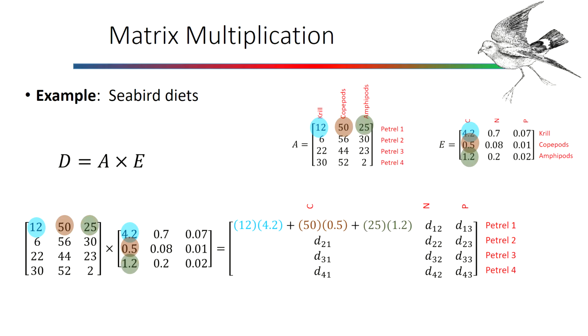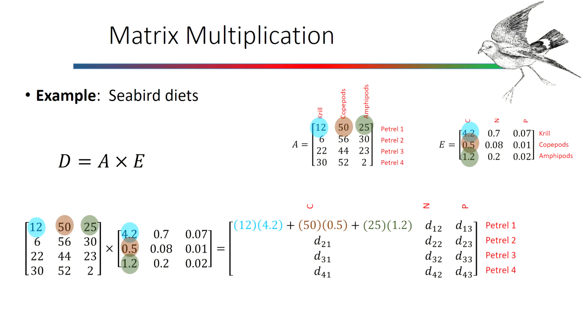So if we now take a look again at the matrices on the top right that have all of our columns and rows labeled, we can see that we are multiplying the amount of krill eaten by petrel 1 by the amount of carbon in a typical krill, plus the amount of copepods eaten by petrel 1 times the carbon in a copepod, plus the amount of amphipods eaten by petrel 1 multiplied by the carbon in an amphipod.